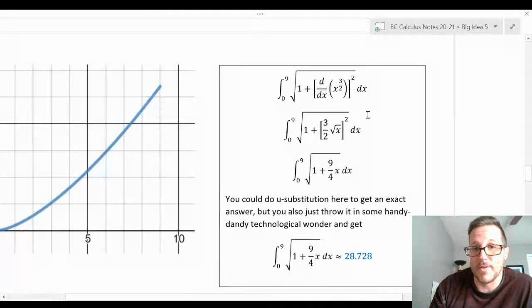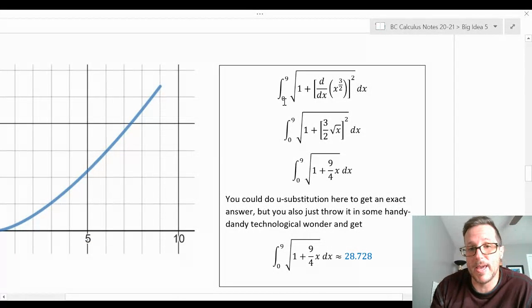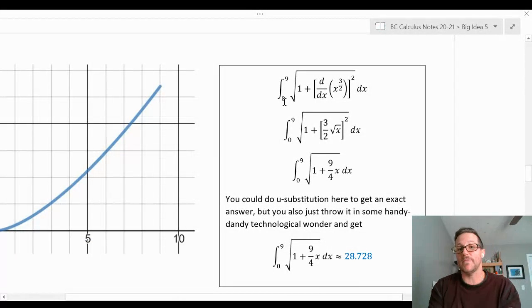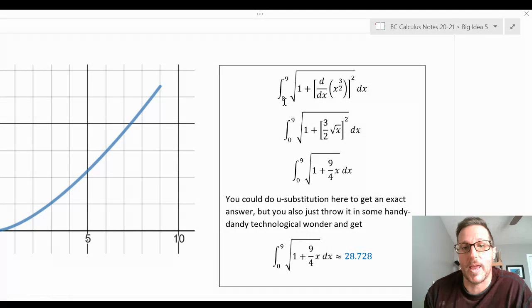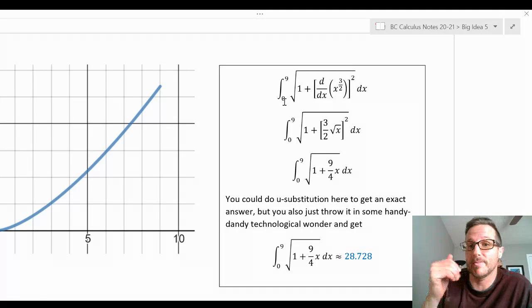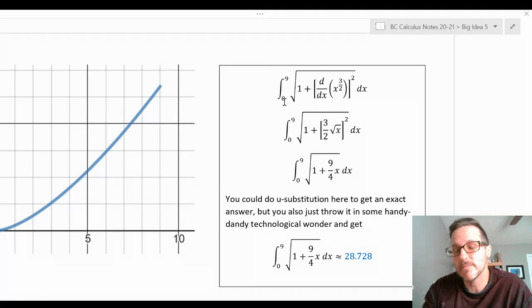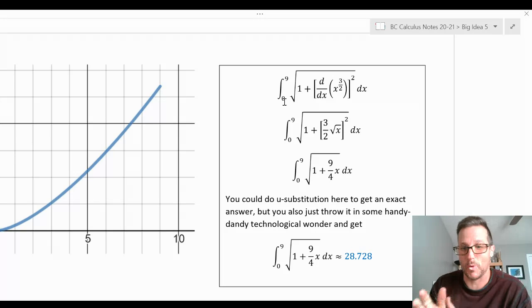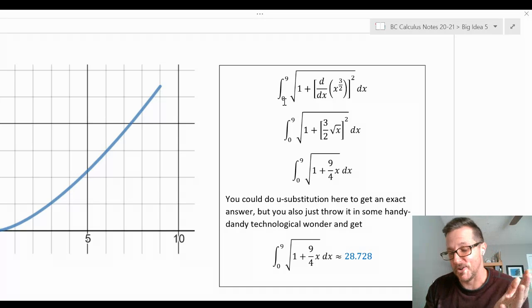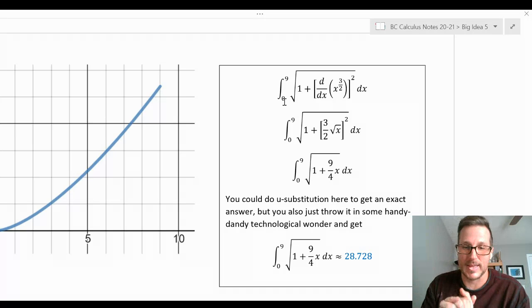I've evaluated everything. So we got the integral from 0 to 9, square root of 1 plus the derivative of the function squared. So I got to take a derivative within that spot. The derivative of x to the 3/2 is 3/2 x to the 1/2. Square that, you get 9/4 x. Now you could do some fancy u substitution to get an exact answer, or you could throw it in technology, your calculator or Desmos, anything like that at that point.